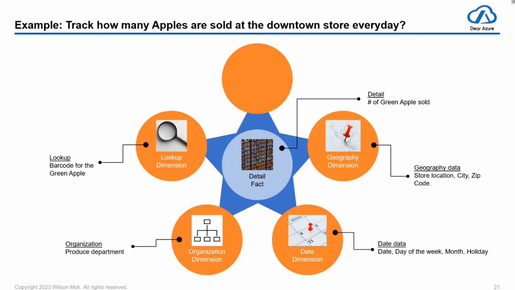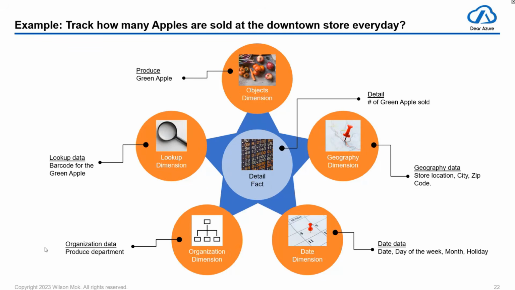So the next one is lookup, a lookup dimension. A lookup dimension, some people call it a reference dimension, is where you look up some reference data information. A good example of that is you might have a particular barcode that's associated with the green apple. And so you store all your barcodes in one dimension, and then that's easier for you to look up.